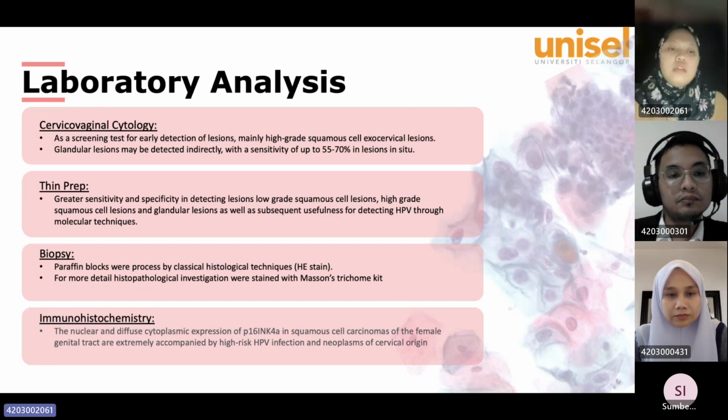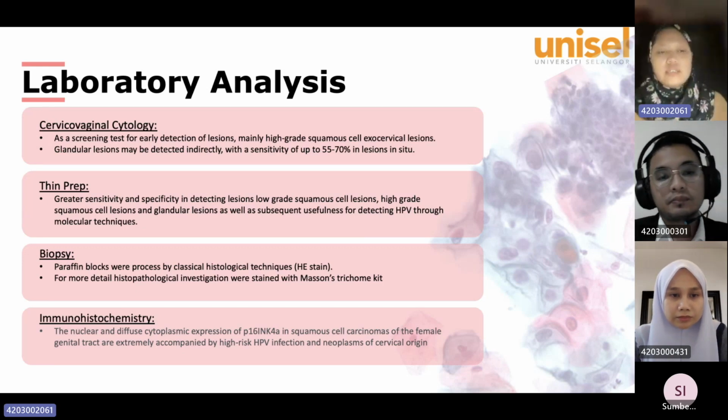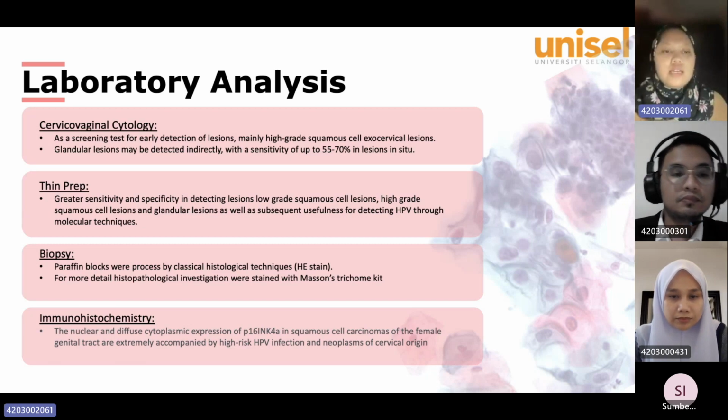Okay, this is the laboratory analysis that we have done for this patient. The first one is the cervicovaginal cytology. This is a screening test that has been made by the patient. And then ThinPrep was also made by the patient. ThinPrep has greater sensitivity and specificity in detecting lesions, low-grade squamous cell lesions, high-grade squamous cell lesions, and glandular lesions, as well as subsequent usefulness for detecting HPV through molecular techniques.